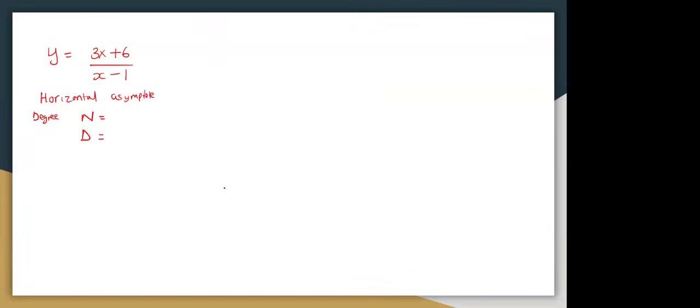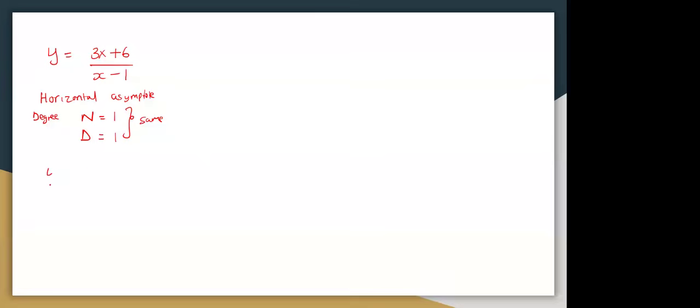What is the highest degree in the numerator and what is the highest degree in the denominator? Members are saying 1. All of them are 1s. So that means in the numerator, this is 1 and this is 1. Now, if you find out that the degrees are the same, what do you do? You get that highest degree and then you divide throughout in all.